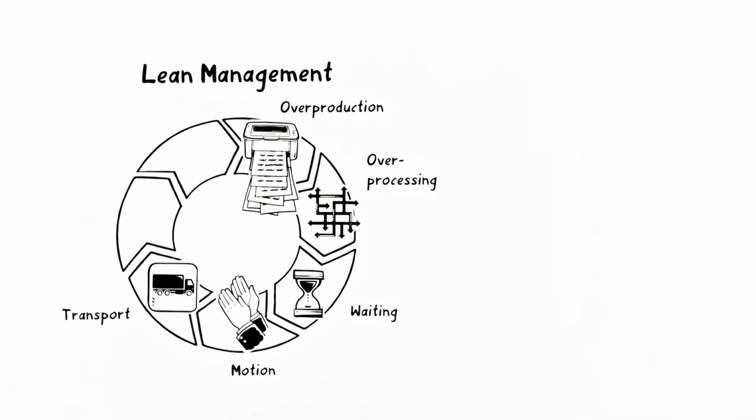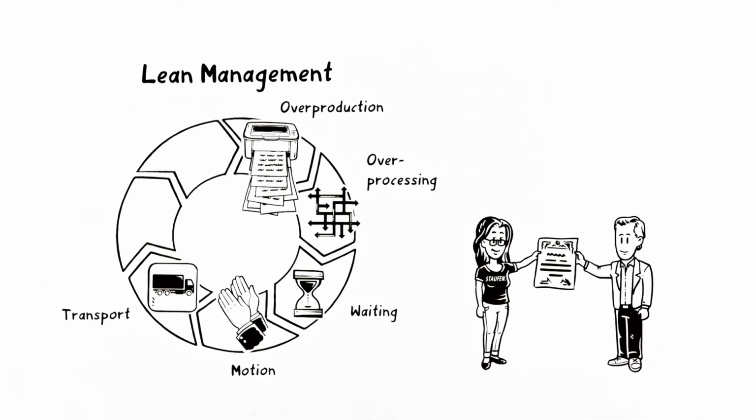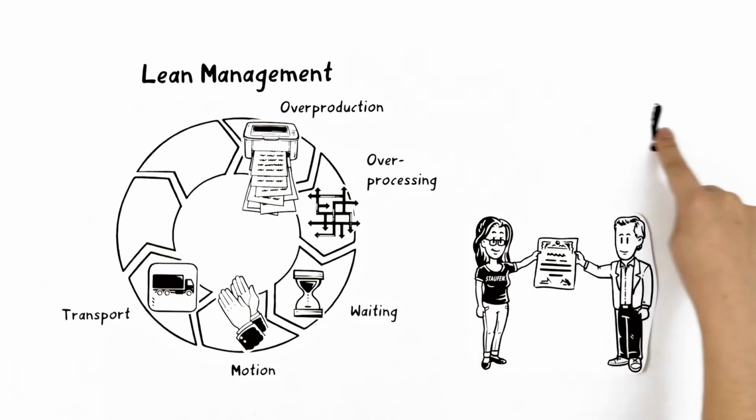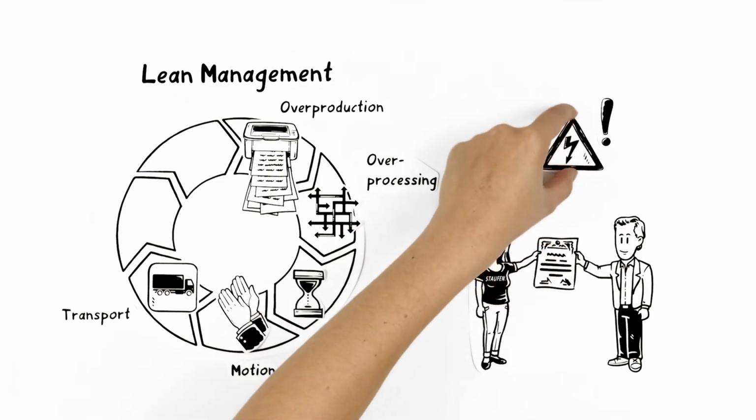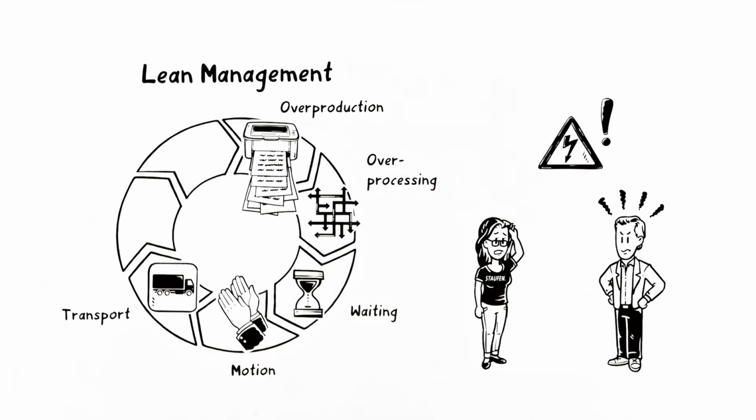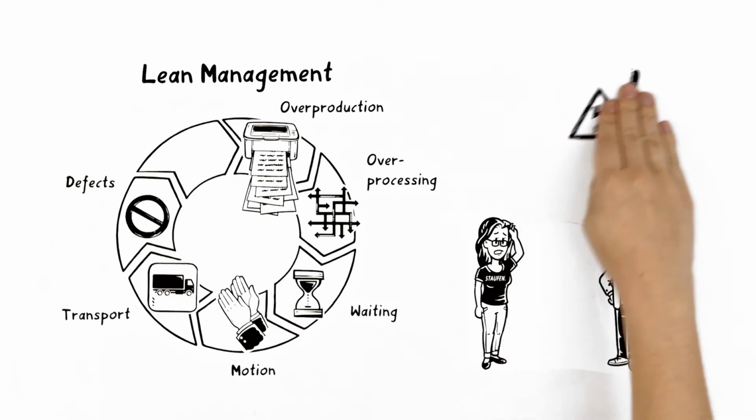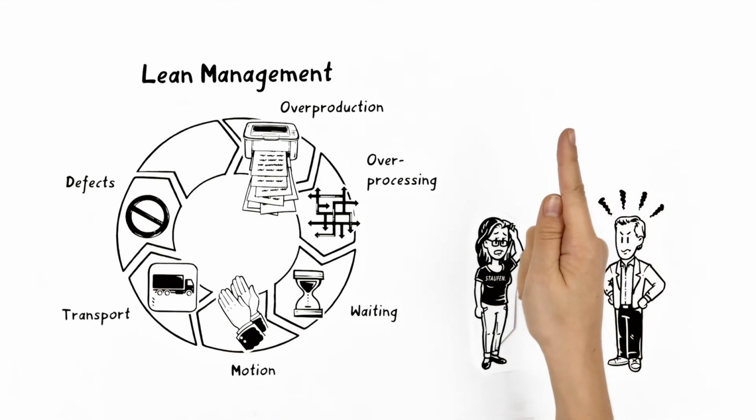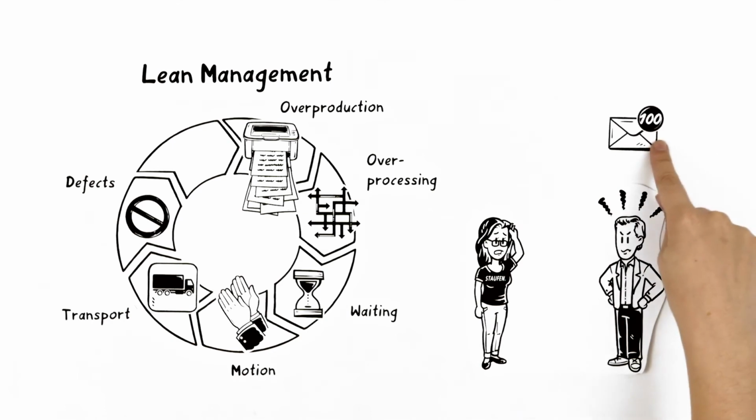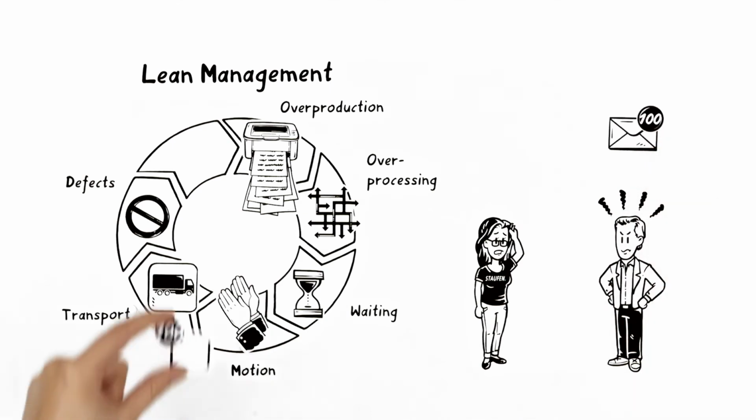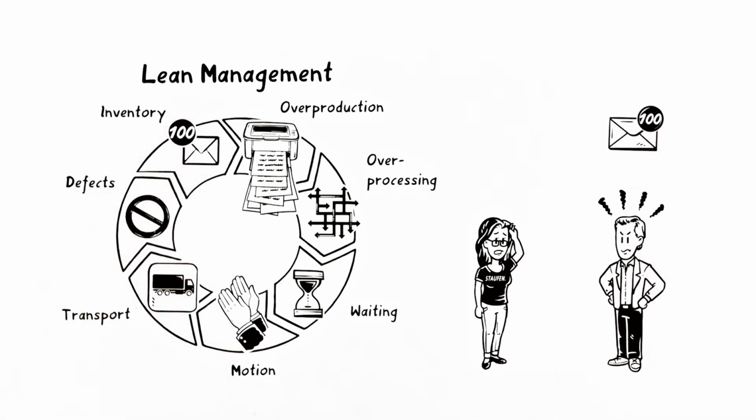Almost done. Steve and Claire finally deliver the last report. Unfortunately, they discover a serious error, and everything has to start over again. Defects are also a waste type. And because this effort causes him to neglect his mailbox, the amount of unread emails has drastically increased, well known as inventory.